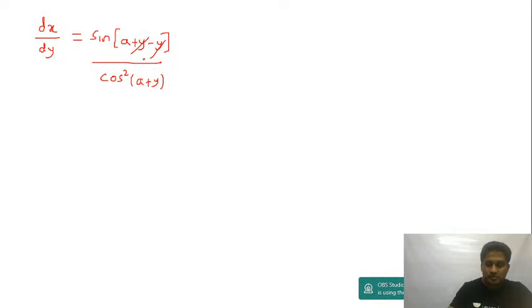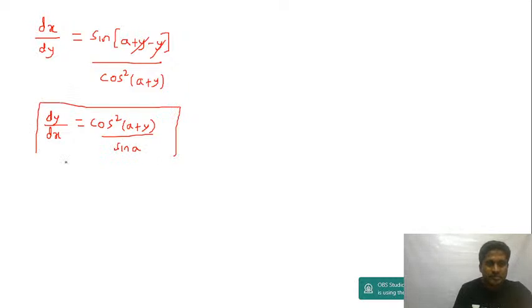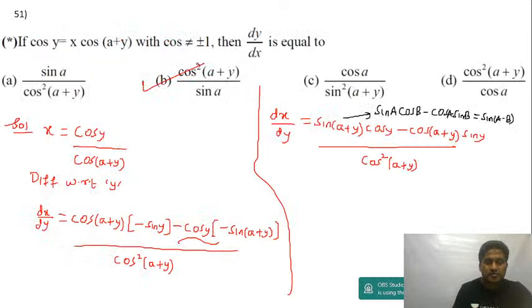Right now, Harini says b. So yes, Harini, you are right. This is dx by dy. If I reverse, guys, dy by dx is equal to cos square of a plus y upon sin a. Yeah, that's the answer. Cos square of a plus y upon sin a is the answer. I'll reverse this. Answer is option B.